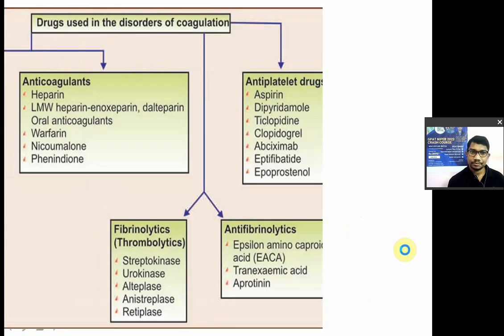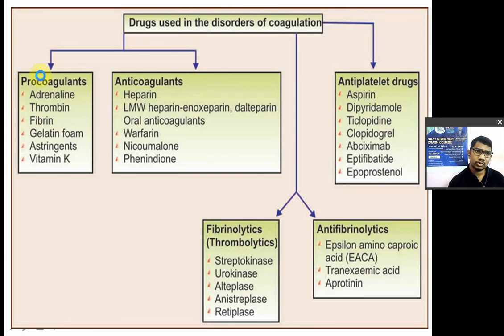We'll see it again. So, drugs used in the disorders of coagulation. Procoagulants are also known as coagulants, like adrenaline, thrombin, fibrin, gelatin foam, astringents, and vitamin K. So all the blood clotting factors are procoagulant or clotting agents, right? So adrenaline is a vasopressor; it increases the blood coagulation. Okay. Gelatin foam also increases the blood coagulation externally, known as a styptic drug. Astringents and vitamin K, right?